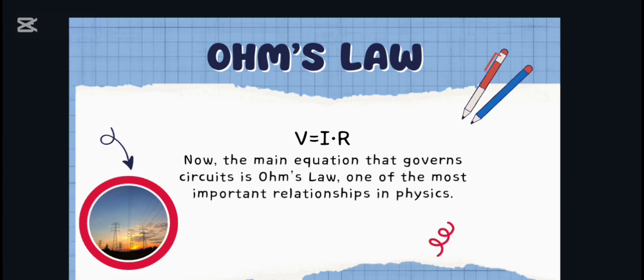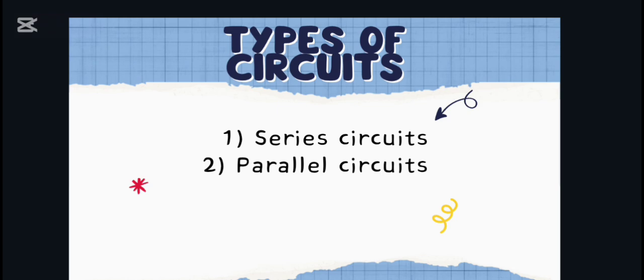Then we have the types of circuits. We have two types of circuits: the series circuits, in which the current is the same everywhere, but voltage divides, and the parallel circuits, in which voltage is the same but current divides.